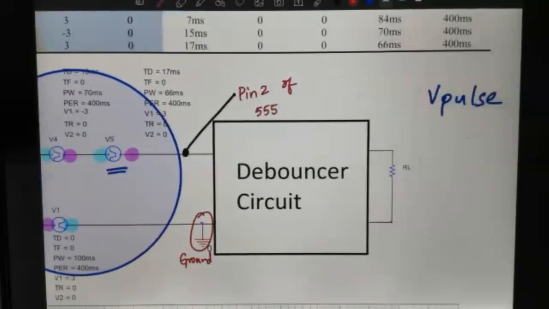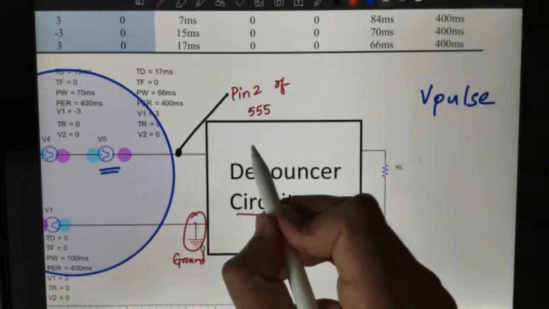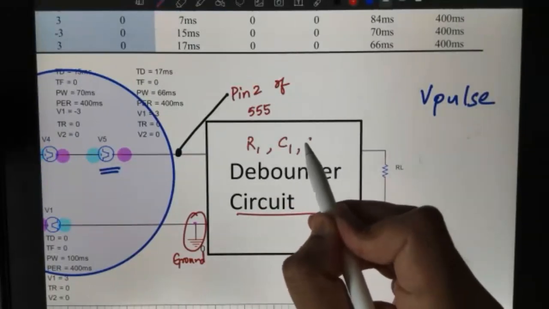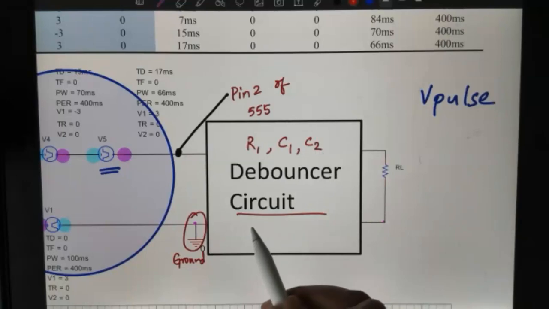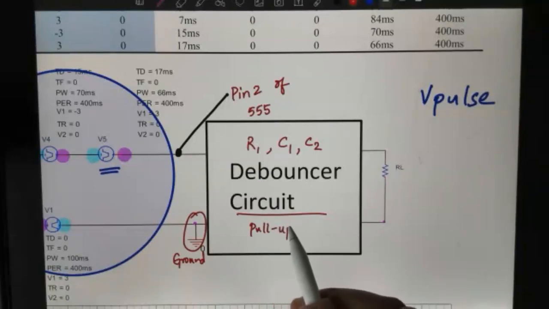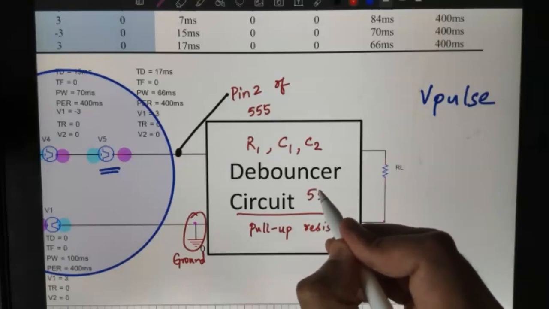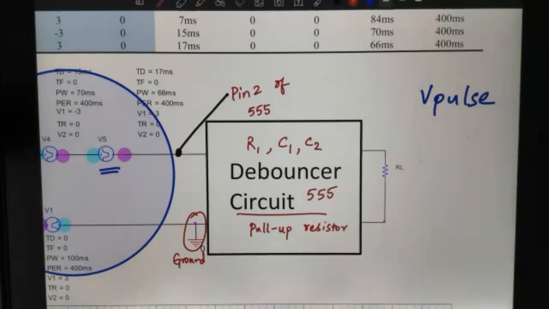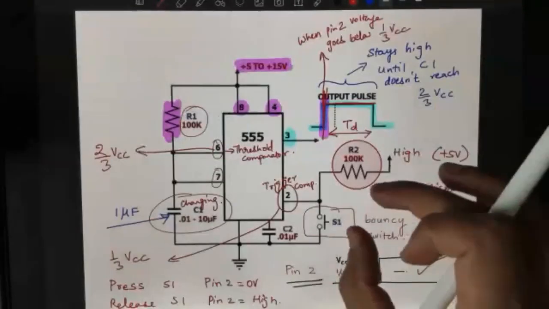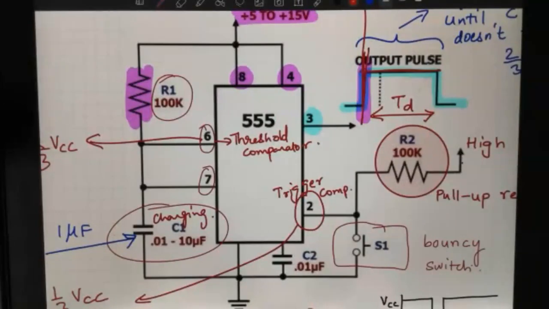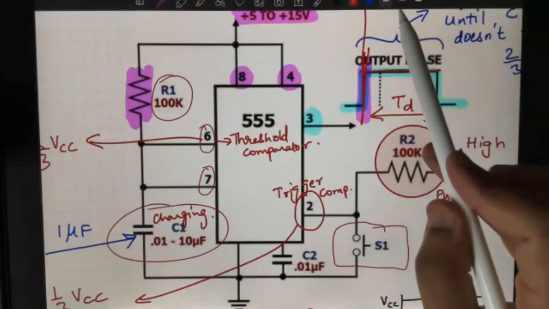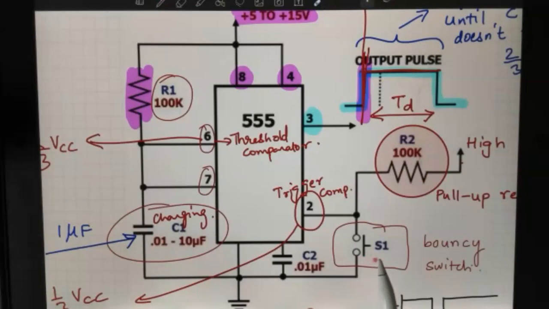And what is the output of the debouncer circuit? So what is in the debouncer circuit? There is R1 there, there is C1 there, there is also another C2 there, there is also, what else is there? There's a pull-up resistor there, R2. And the big one, 555 timer is also in there. So all those are part of the debouncer circuit, and essentially they are all of this, right? That's exactly what it is. So all of that is going inside that debouncer circuit, and the S1 is being shown explicitly outside.